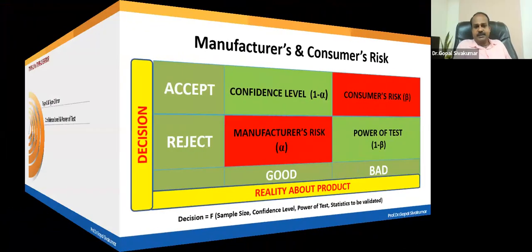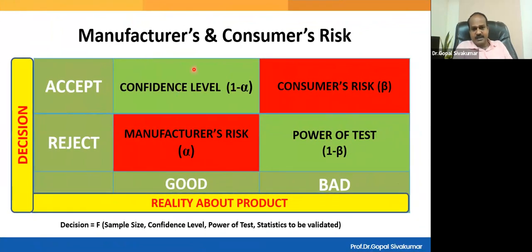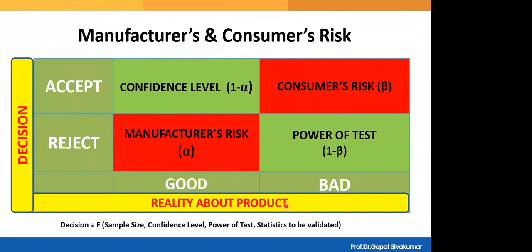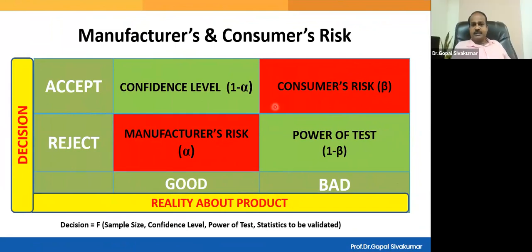See here, this table is illustrating what is alpha risk or type 1 error. Good lot rejected is alpha risk, which is also known as manufacturer's risk. Bad lot still accepted is consumer risk, also known as beta risk. If alpha risk is 5%, then confidence level is 1 minus alpha, which is 95%. If beta risk is 10%, then power of the test is 90%, which is 1 minus beta. That means there is a relationship between alpha and confidence level, beta and power of the test.